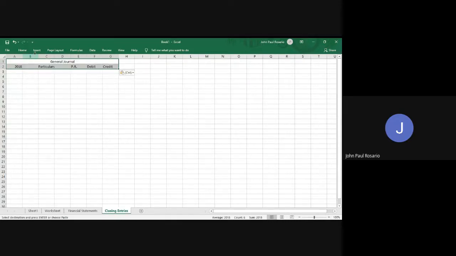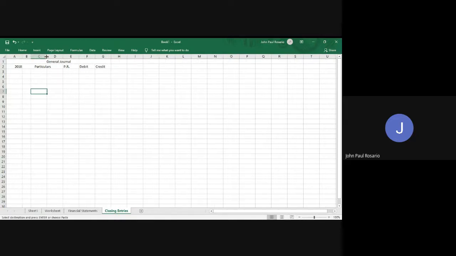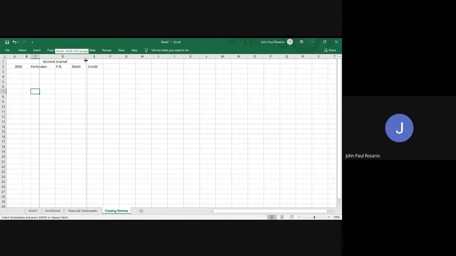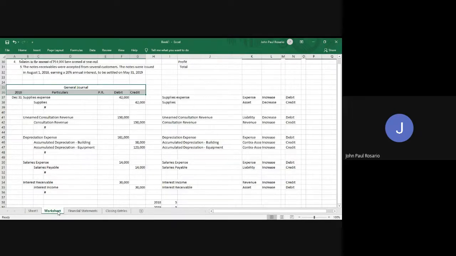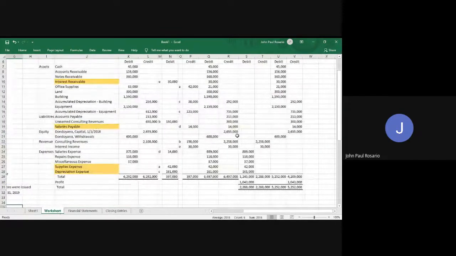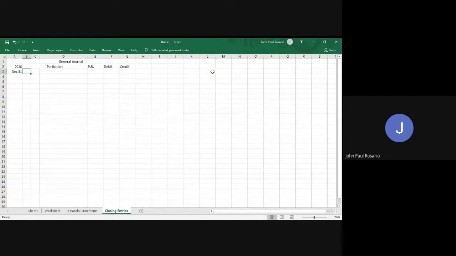So for these closing entries, we need our general journal, of course. For our general journal, our closing entries would be dated December 31, because closing entries are at the end of the year. So our closing entries simply close our income statement accounts and our drawing. Meaning, all our nominal accounts. When we say nominal accounts, only the accounts in the income statement plus the drawings account. These accounts do not last beyond one year.